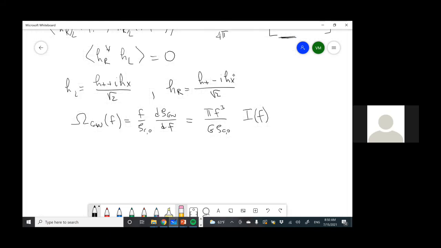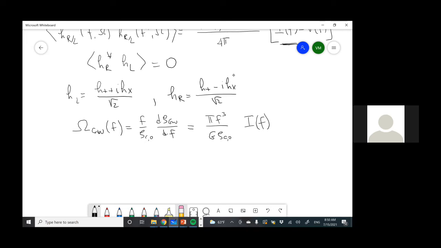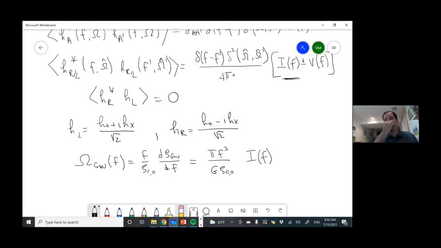Hi, can I ask a question? Yeah, absolutely. So my question is, do we know any sources which can produce these kind of polarizations? Yeah, actually there are some.